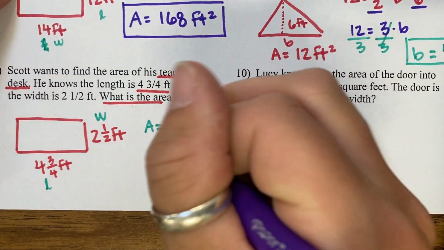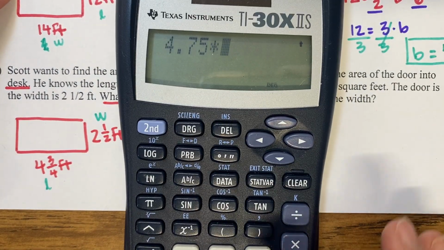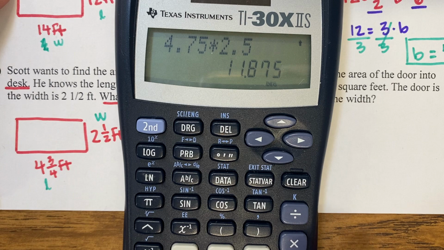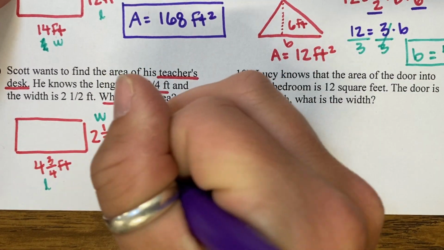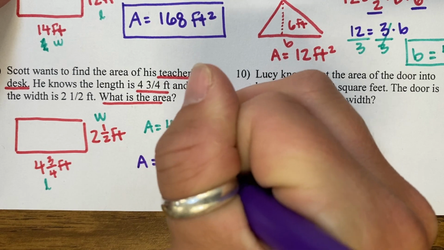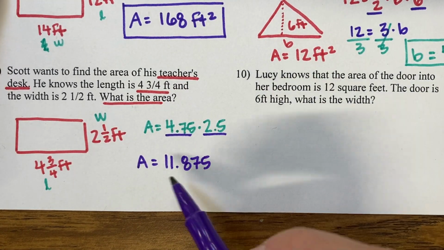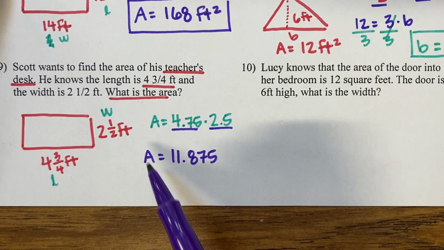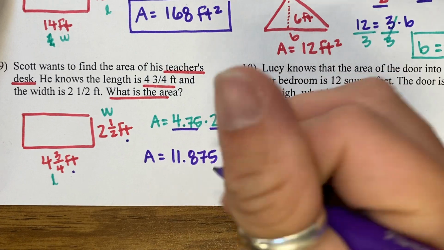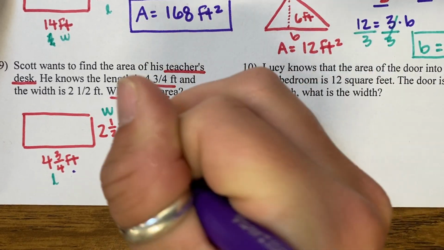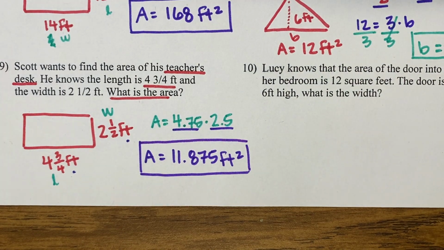And that's going to give us our area. Okay, so I'm going to go ahead and multiply these two numbers together. So I got 4.75 times 2.5, and I get 11.875. Area equals 11.875. Okay, what are my units of measurement? So I had feet times feet, so feet squared. Beautiful.